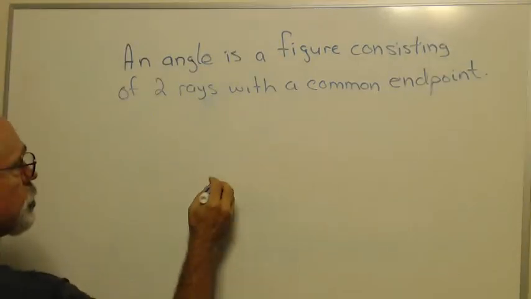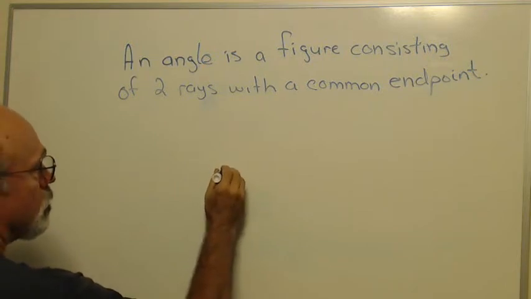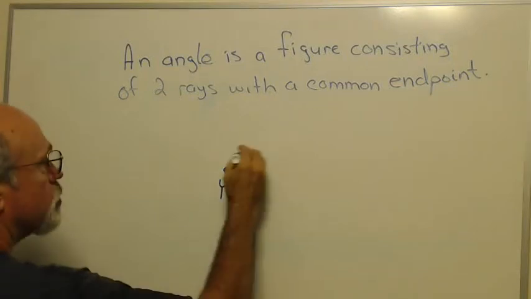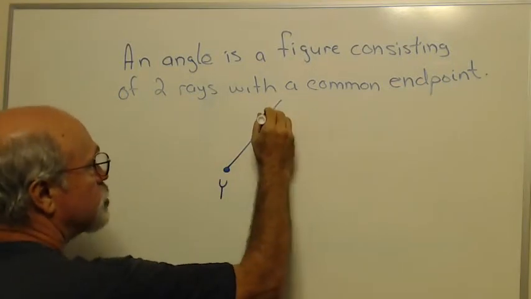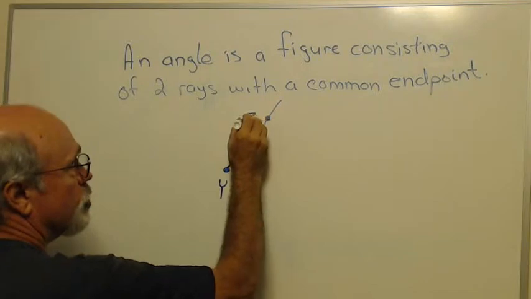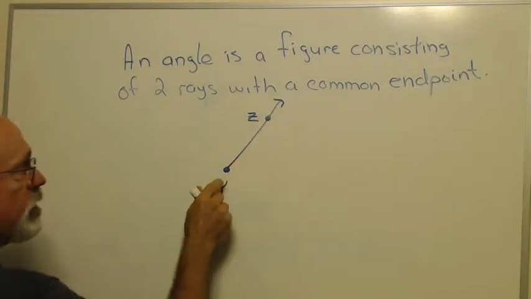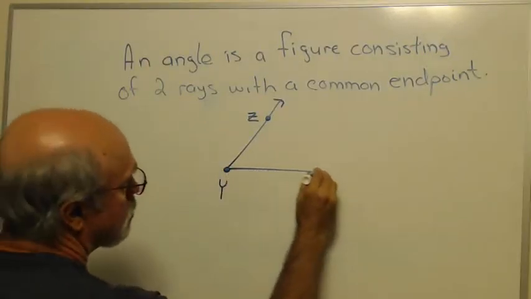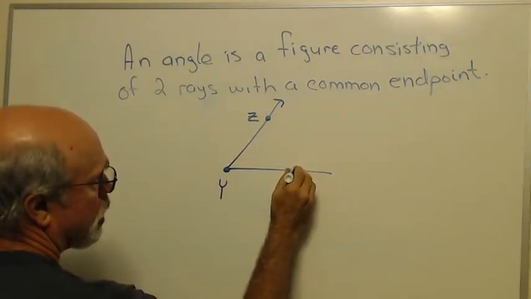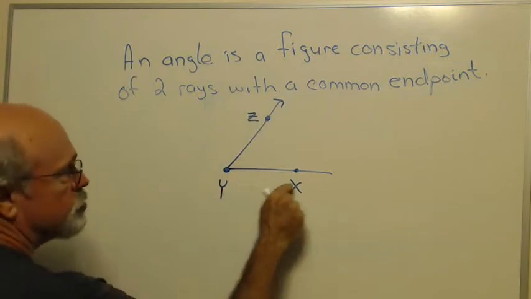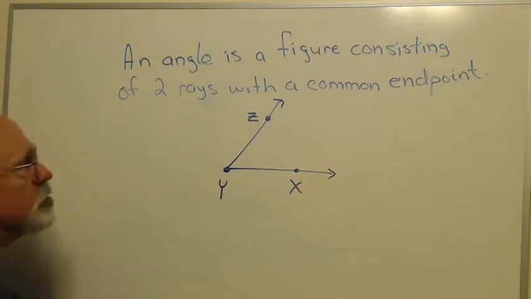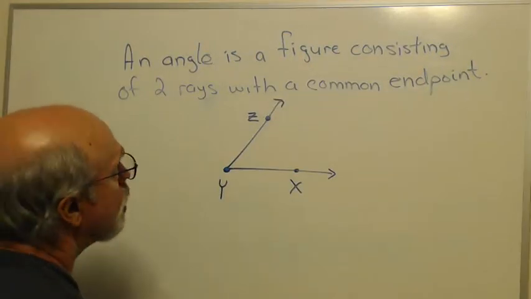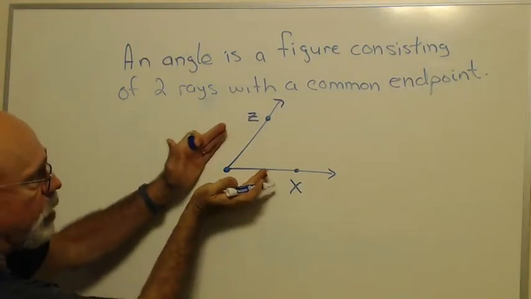Here's our first picture of an angle. This will be the endpoint that they have in common. We're going to call this Y. If I go out from Y in this direction through the point Z, then that is ray YZ. If I go out, say in this direction, and I'll make this the point X, this is ray YX. So ray YX and ray YZ form this angle here.